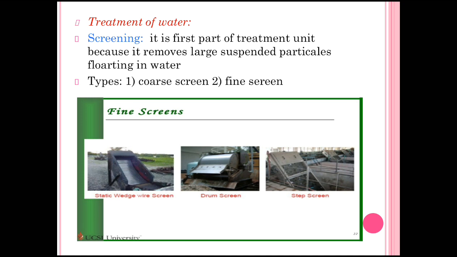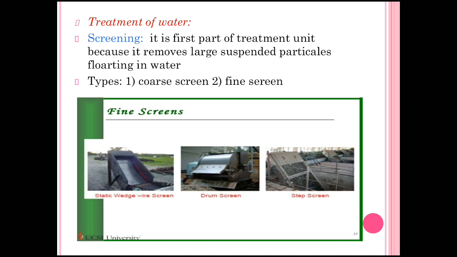Now let us start. It is the first part of the treatment unit, meaning water treatment starts with the first step, screening of water. In this process, the suspended particles which are floating on the surface of the water get removed by using a screen bar. This screen has two subtypes. The first one is the coarse screen and the second one is the fine screen.